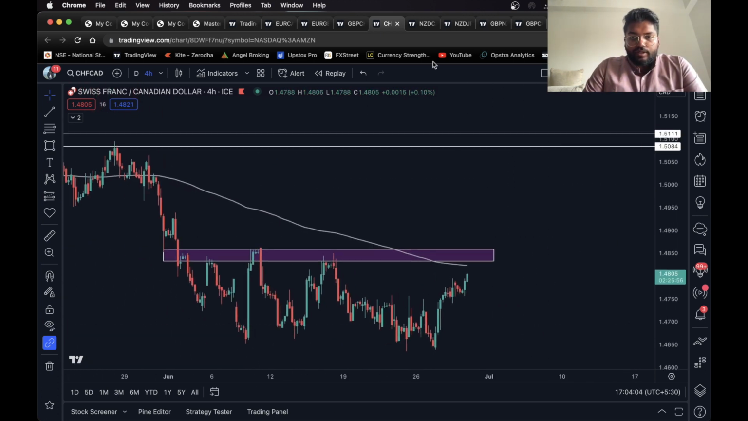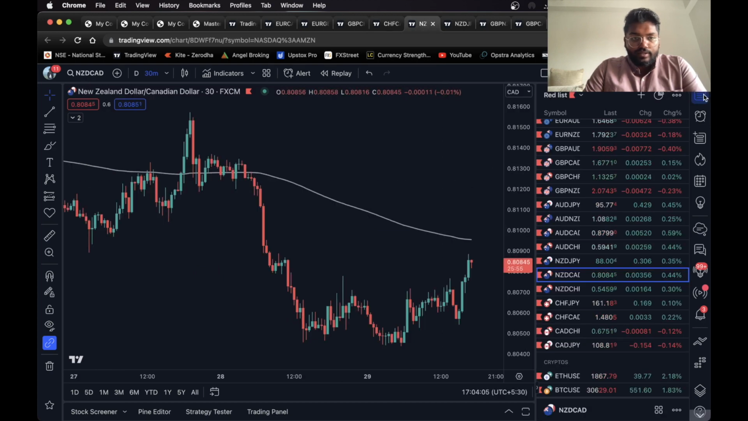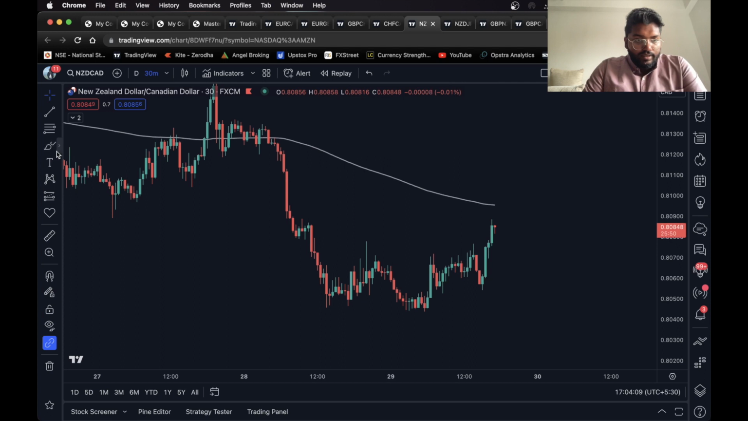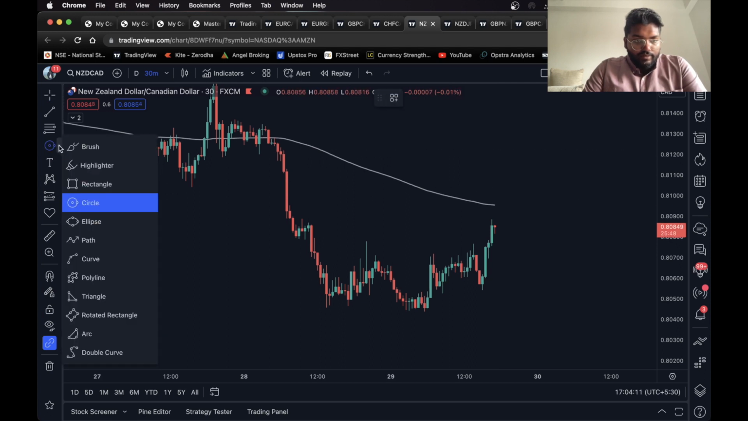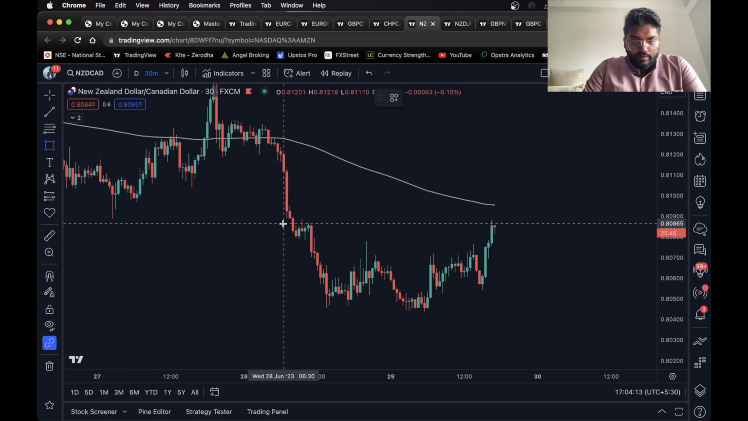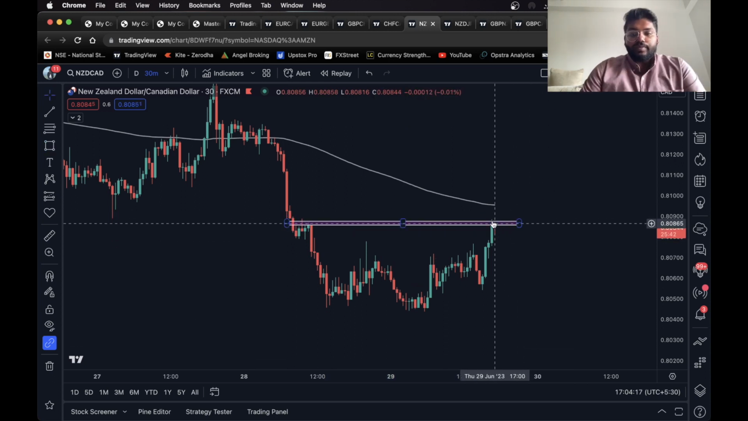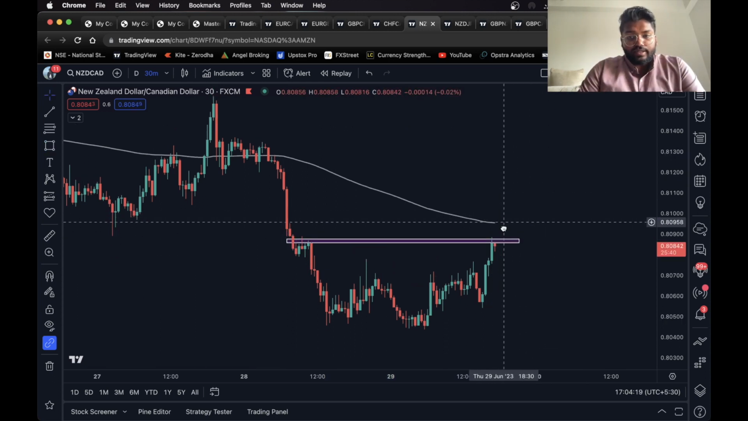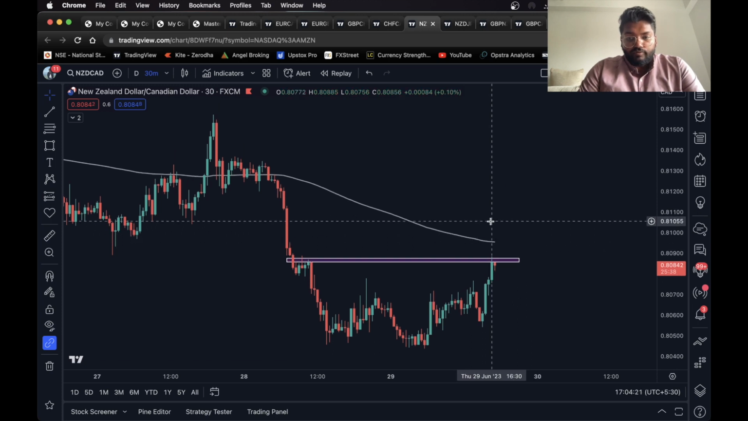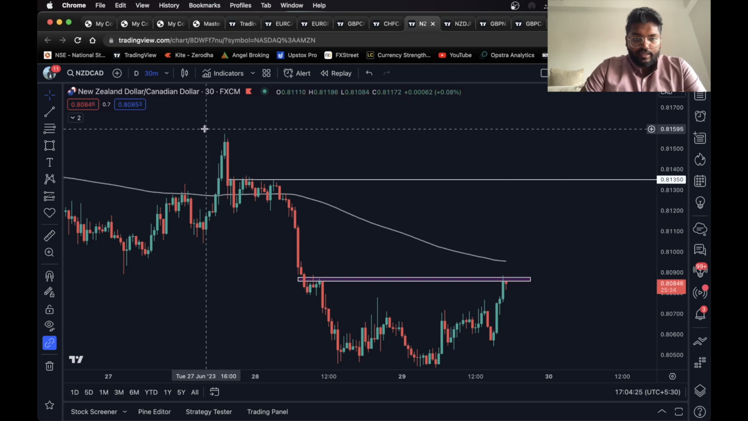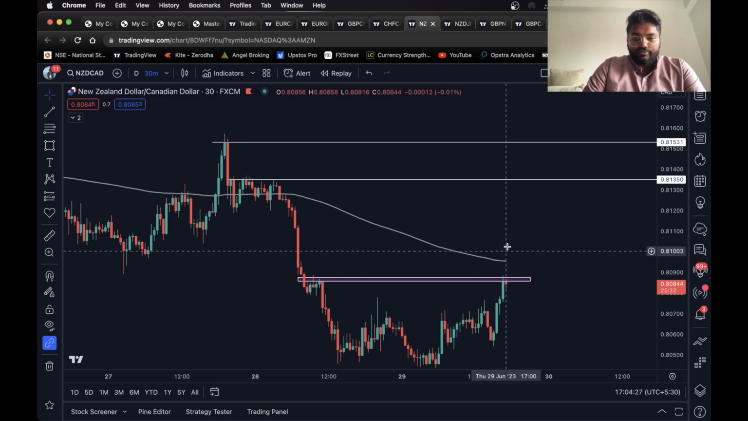Okay, moving on to the next one, we have New Zealand dollars and CAD. Again, I can see a level over here. Once it breaks this level and sustains above the 200 EMA, you can wait for a retest. Once the retest is done, you can take an entry. You can consider this level as your first target and this level as your final target.